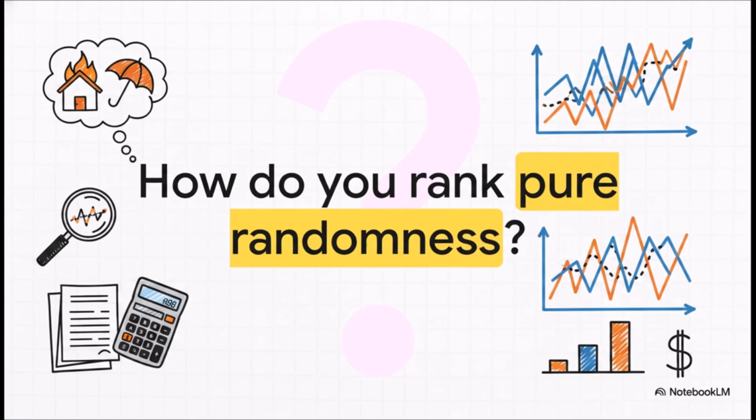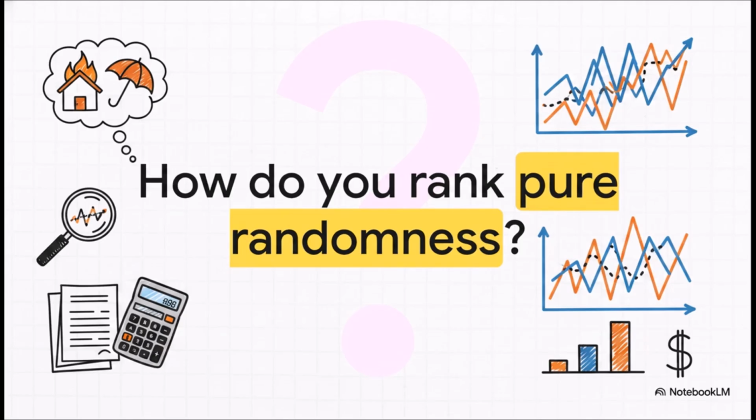Before we get into the heavy math, I want you to really sit and think about this provocative question. How do you actually rank pure randomness? It sounds like a total paradox, right? Randomness, by its very definition, is unpredictable. But in the real world, organizing and ranking this unpredictability is a massive, absolutely crucial challenge. Think about an actuary. These are the professionals who use math and statistics to assess risk in insurance and finance.